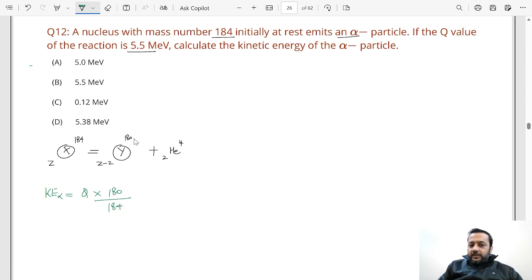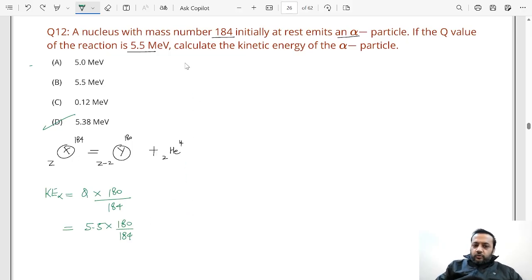Suppose I wanted to find the kinetic energy of Y, then I would have used the Q value multiplied by the mass of this 4 divided by the total mass. So basically, for the alpha particle I use the other mass in the numerator, and for the kinetic energy of Y I use this mass in the numerator, multiplying by the total Q value upon the total mass. That is the idea. So this will give you the direct answer, 5.5 into 180 by 184. You can see that this will be very close to 5.5 itself, just less than 5.5. So 5.38 if you calculate will be the correct answer.